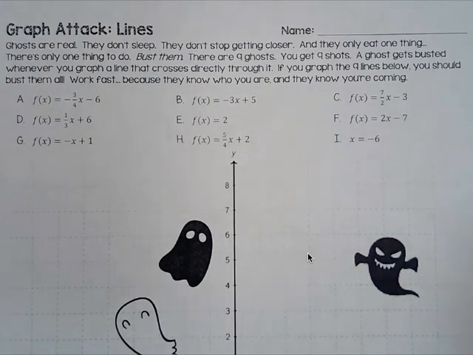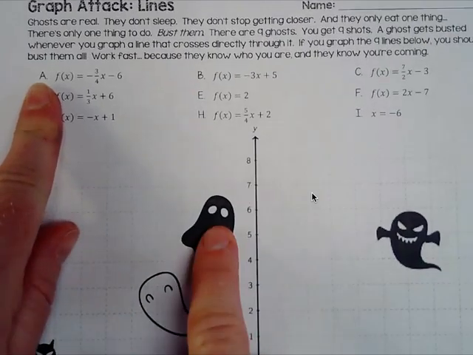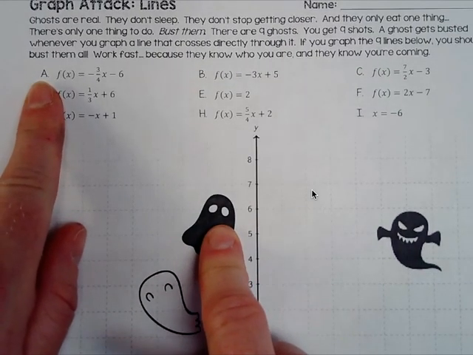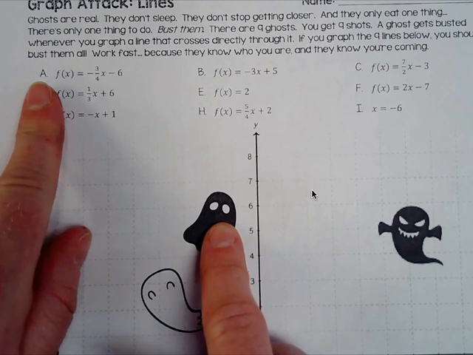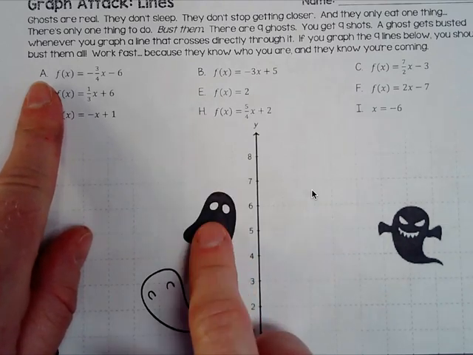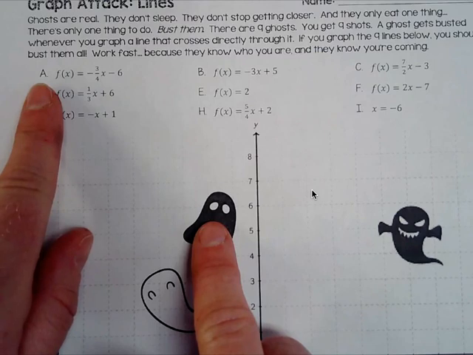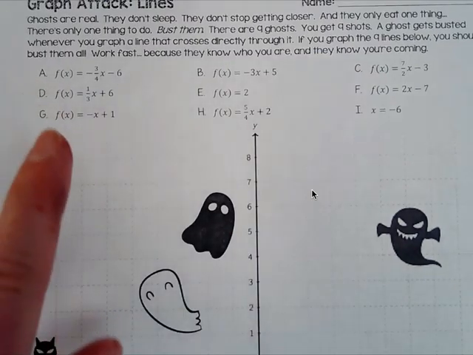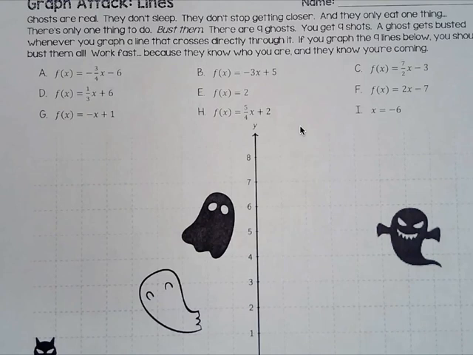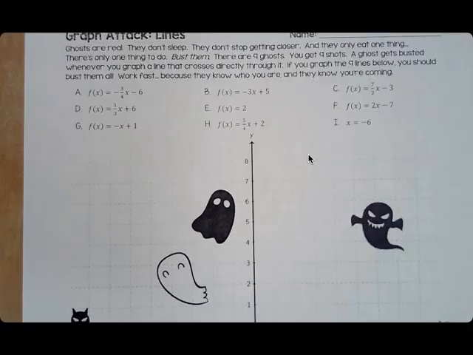What you're going to do is graph each of these 9 lines, and whatever ghost that line goes through, put your letter on that. So let's say A goes through this one. You're going to graph your line, make it as straight as you can, and then put an A over the ghost that it goes through. Okay? This will be due tomorrow. What we are going to work on now is our test corrections.